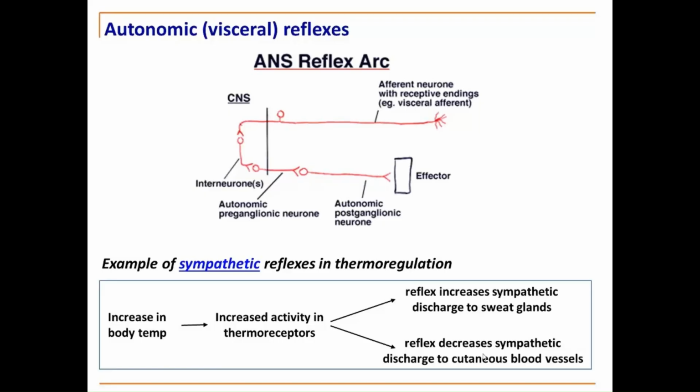But the whole point is you're getting a vasodilatory effect, which means more blood is going to the skin surface, which means you are cooling yourself better. So that's a great example of a sympathetic reflex in thermoregulation because you're too hot. You sweat more and you look redder, okay, which is allowing heat to be lost.